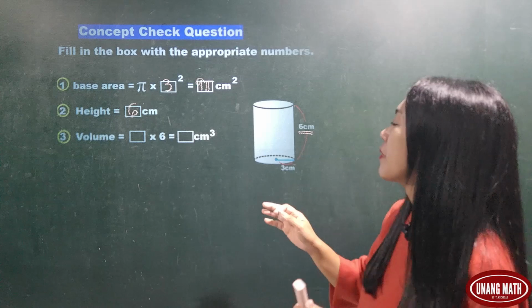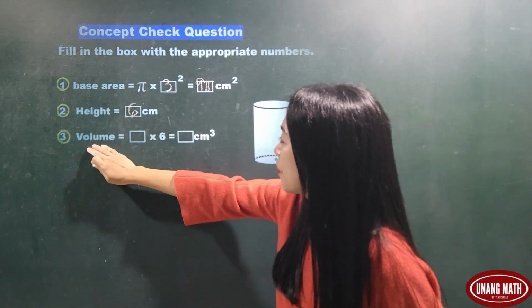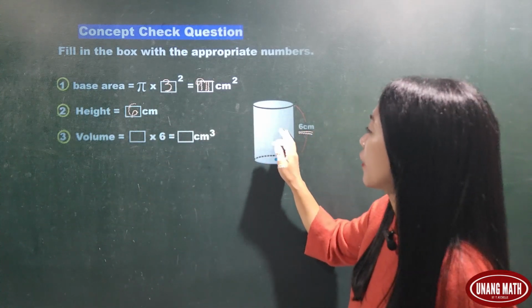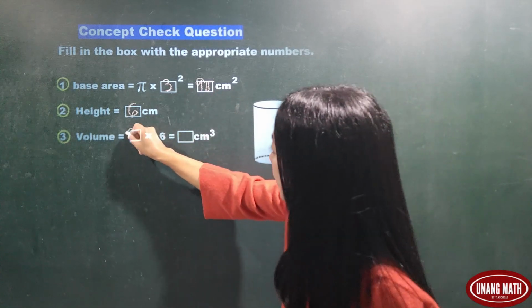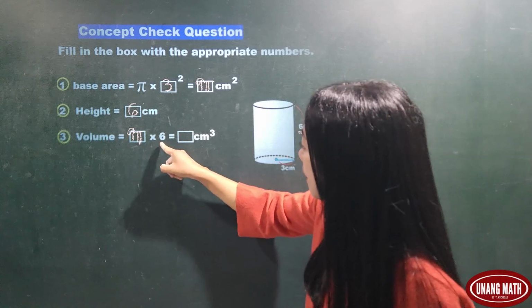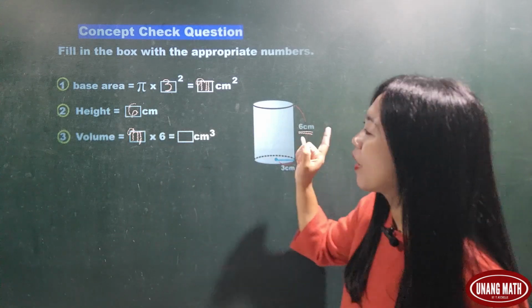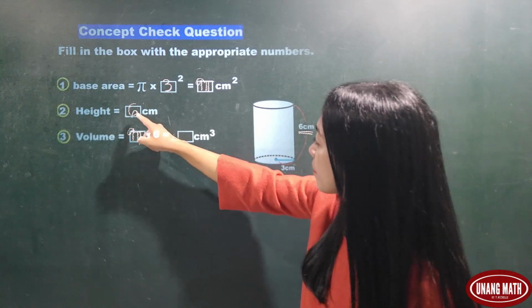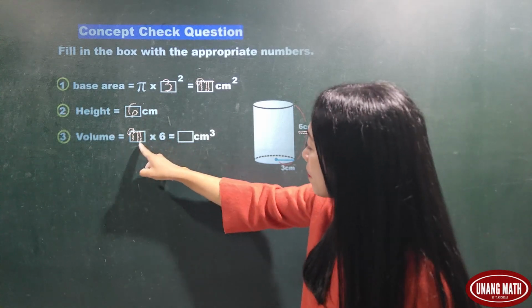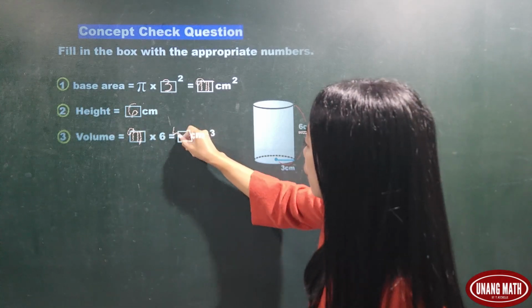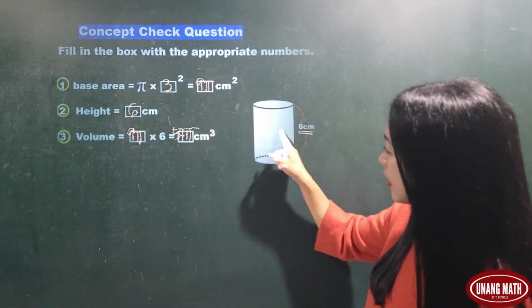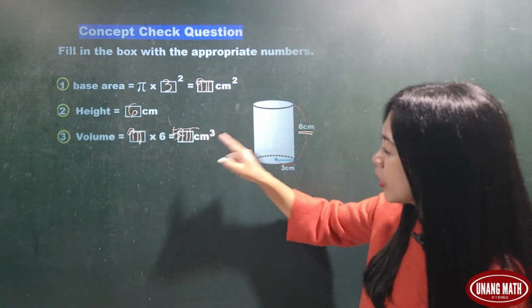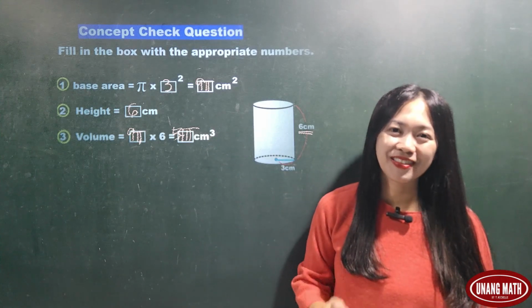Okay, now, we can now finally get the volume of this cylinder. So the area of the base, which is 9 pi, multiply this one by the height of the cylinder, which is 6 centimeters. So 9 pi times 6, that's equal to 54 pi. So the volume of this cylinder is 54 pi cubic centimeters.